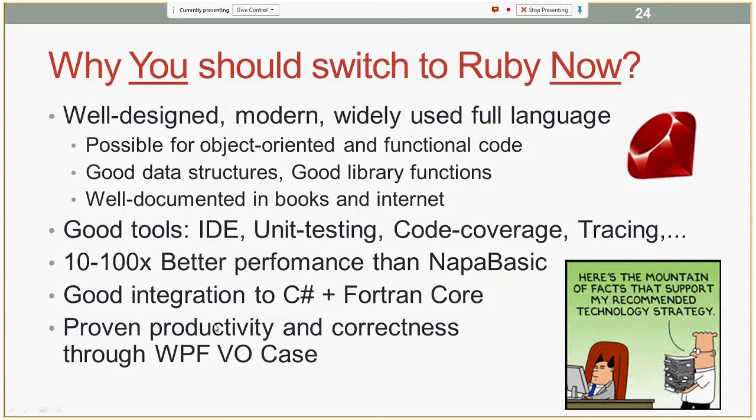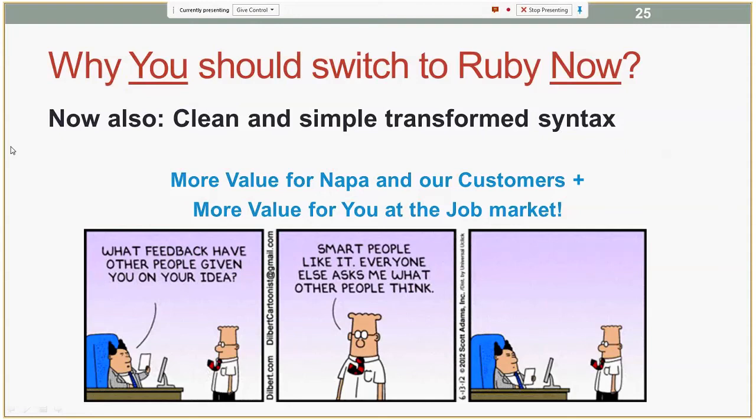And finally, with this VPFVO case, we have sort of demonstrated the productivity and correctness of the resulting Ruby. And now, as you have seen, as a bonus, we have much simpler and clearer transformed syntax than in the past, as an additional reason for switching to Ruby. So by using Ruby, you will get more value to Napa, and you will get more value to our customers. And as a developer, you should think of your career also and your skill set. If you are learning NapaBasic, your career is a dead end. But if you are learning Ruby, you are valuable. And this is a win-win situation in the job market.